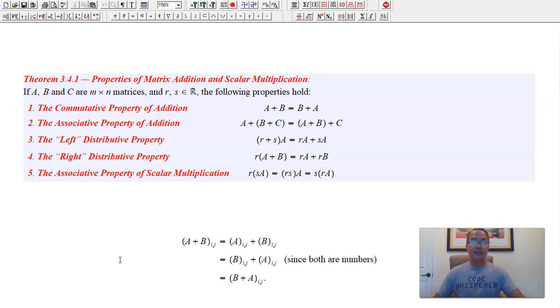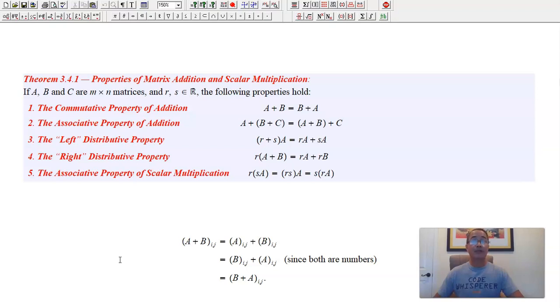So let's start with the simple properties, which relate to matrix addition by itself, or scalar multiple by itself, or a combination of the two. So we have three matrices. They're all m by n, all the same size. And you have two scalars, r and s. Then we have these five properties.